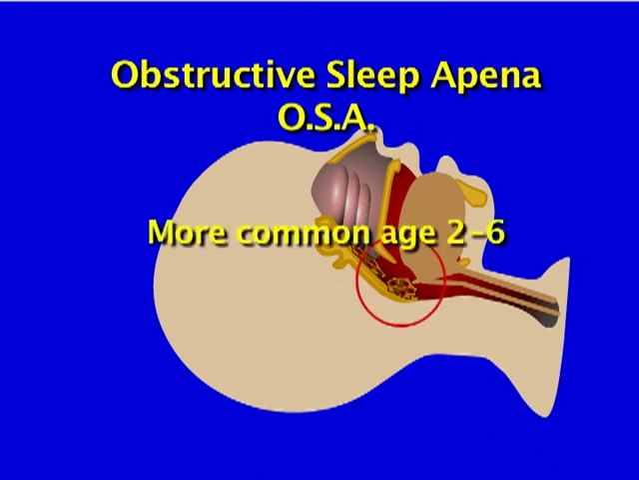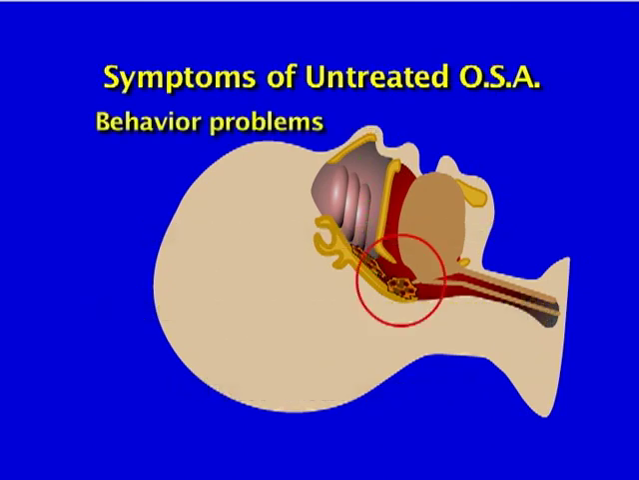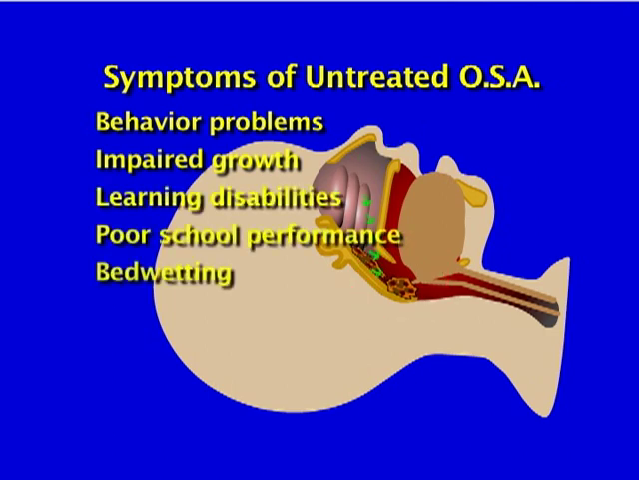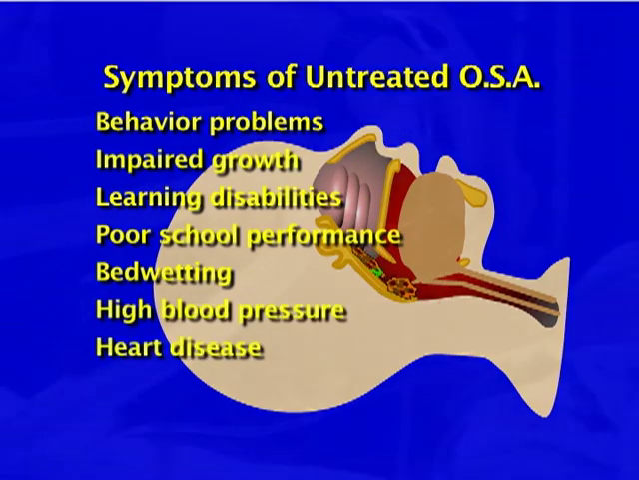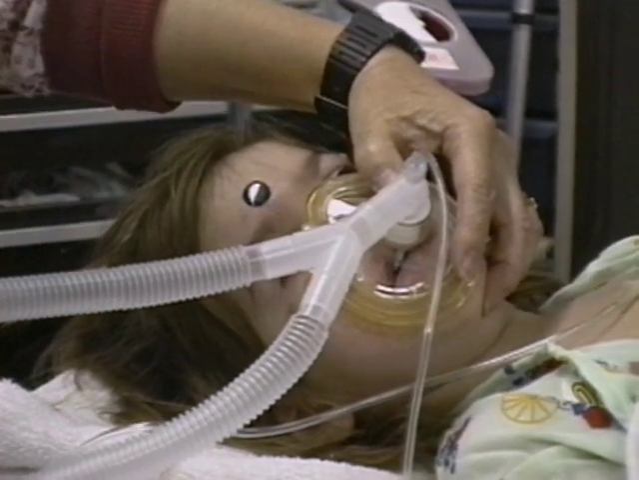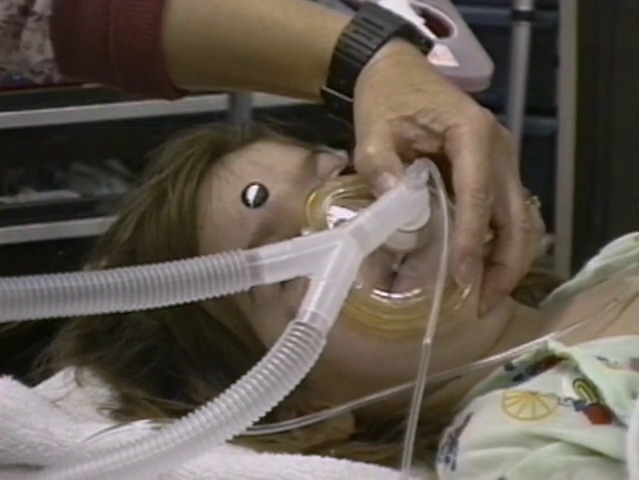Pediatric sleep apnea typically appears between the ages of 2 to 6, but it can occur from infancy to adolescence. It's believed to affect girls and boys equally, and it's often undiagnosed. Untreated obstructive sleep apnea in children has been linked to behavior problems, impaired growth, learning disabilities, poor school performance, bedwetting, high blood pressure, and heart disease. Understandably, airway management can be more challenging when such a child loses consciousness or develops airway obstruction from other causes.